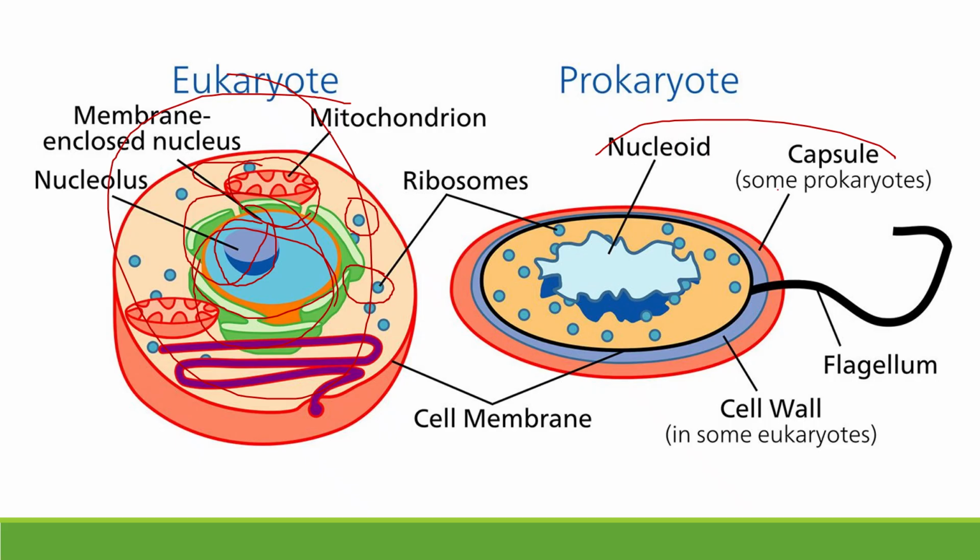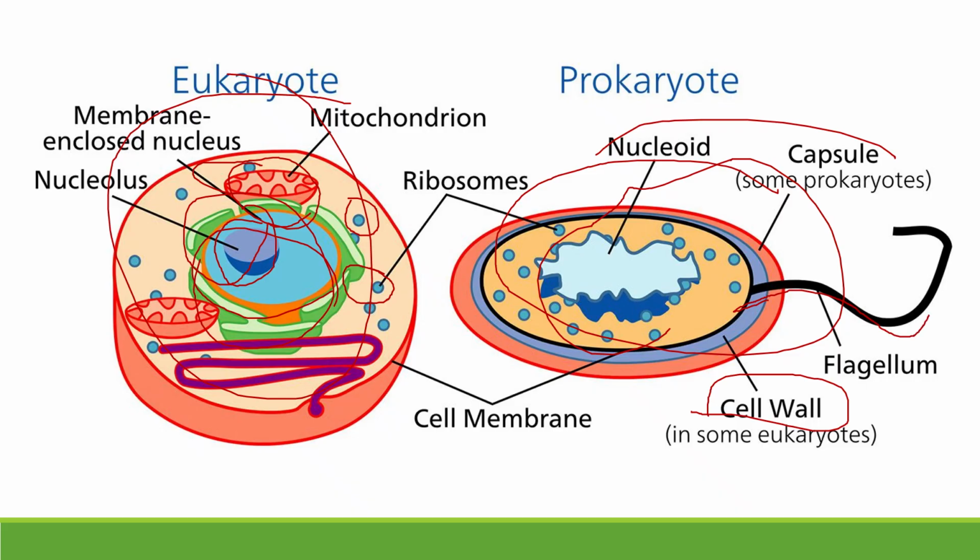So here we can see the prokaryotic cell, and the nucleoid is here, and the ribosome is present here for protein synthesis, and the cell wall, which you can also see in some eukaryotes, and unlike the eukaryotic cell, the prokaryotic cell has a flagellum. So these are the characteristics and features of eukaryotic and prokaryotic cells. Simply you can remember that eukaryotic cells are complex with a nucleus and prokaryotes are simple without a nucleus.